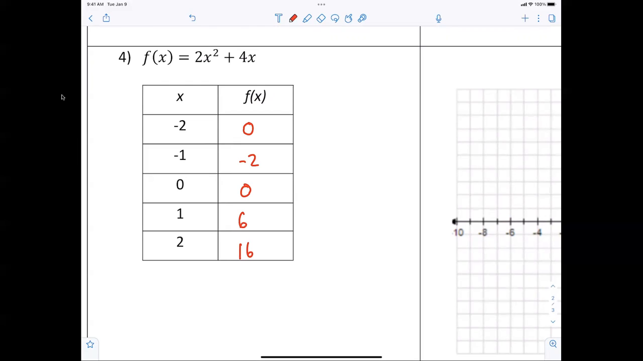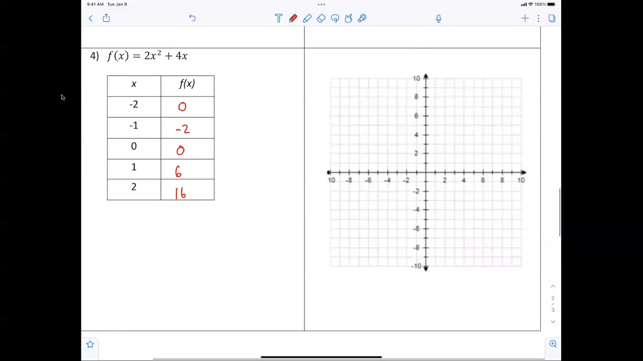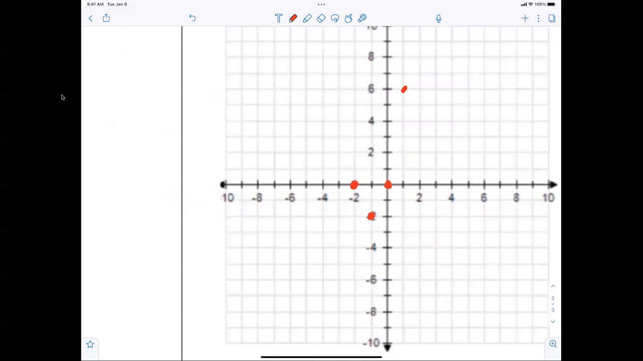I'm probably going to plot these points now. All right, so let's plot these points. -2, 0. Let's see if we can find it. -2, 0. -1, -2. 0, 0. 1, 6. Now, do I really need 2, 16? Okay, so now everybody look up. I'm going to show you something kind of nice.